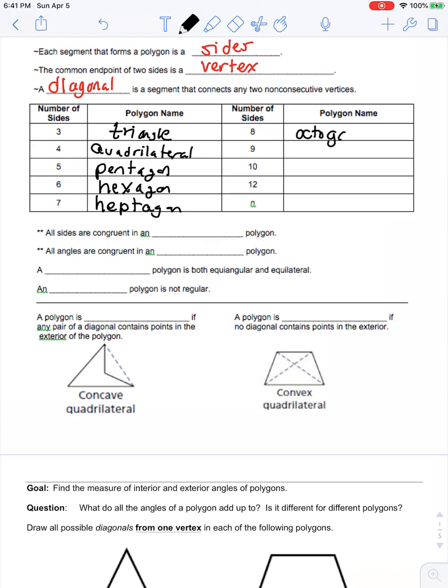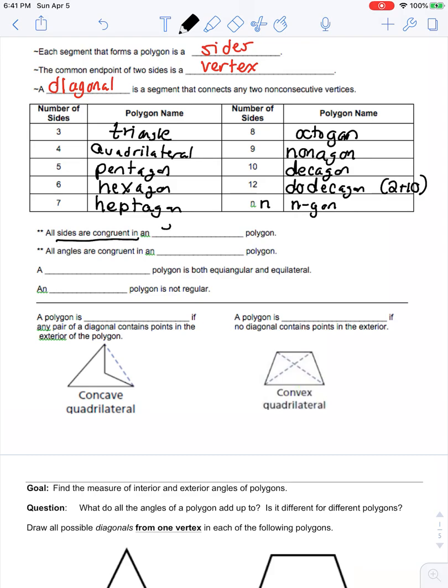a heptagon. 8 sides is octagon. 9 is nonagon. 10 sides is a decagon. And 12 sides is dodecagon. Just think of that as do being 2 plus decagon being 10. Now, anything after that we just refer to as n, and we simply call it an n-gon, which means that the number of sides could be up to 100 or more.